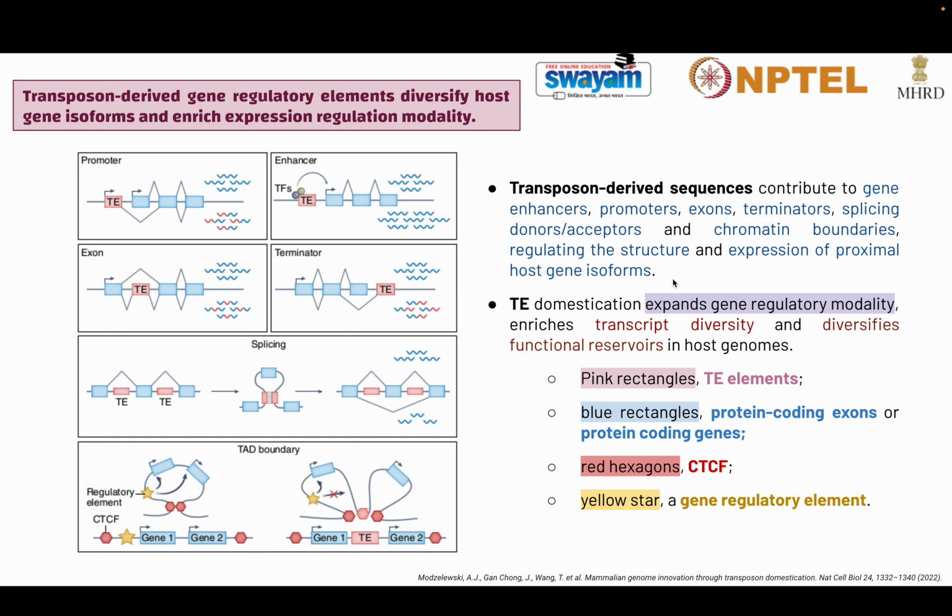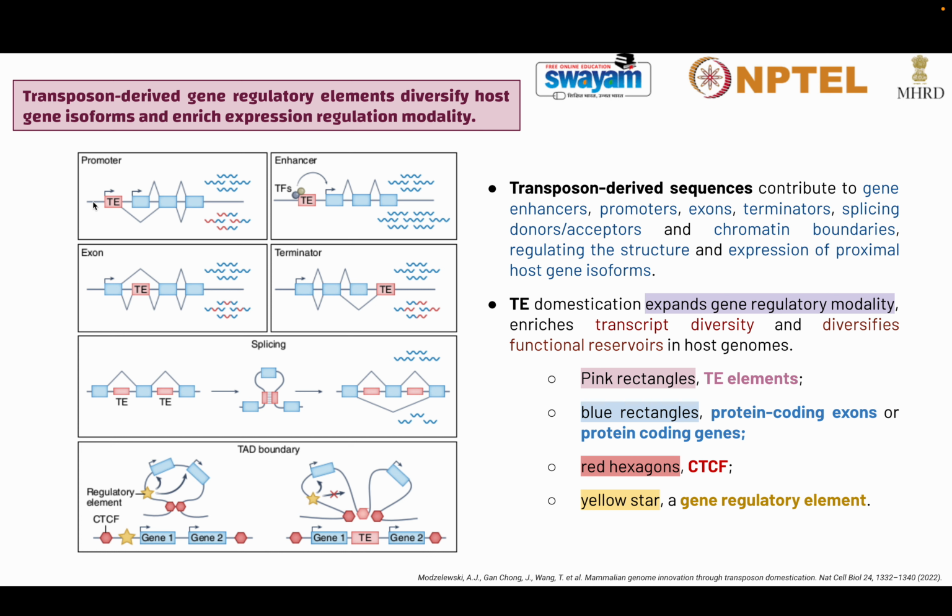So we cannot say that these transposons are just repeats that are randomly present. No, we cannot say that, because they have very specific and very important roles. These are some of the contributions made by transposon-derived sequences, and their domestication expands the gene regulatory modality. Domestication simply means their expression. So it helps in expanding the gene regulatory modality. It can enrich the transcript diversity. It can also improve the functional reservoirs which are present with us. It can increase the functionality, and it can lead to multiple functional transcripts being produced.